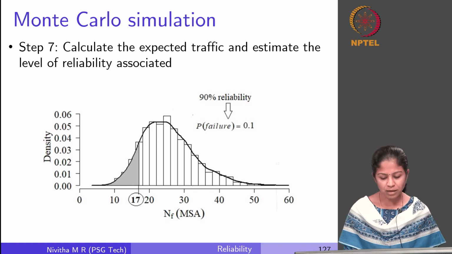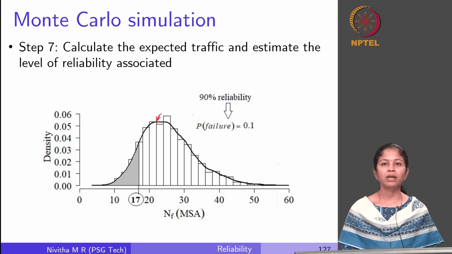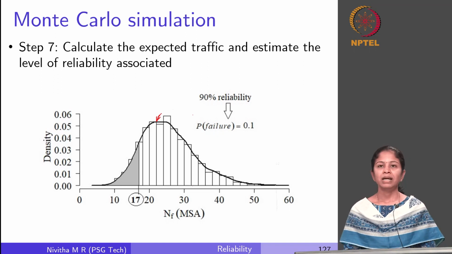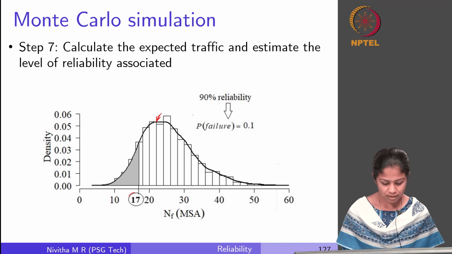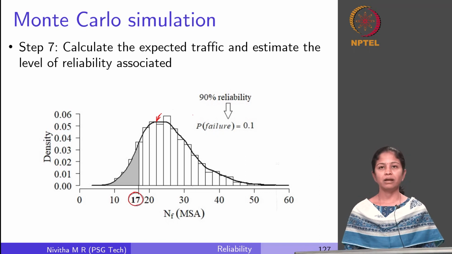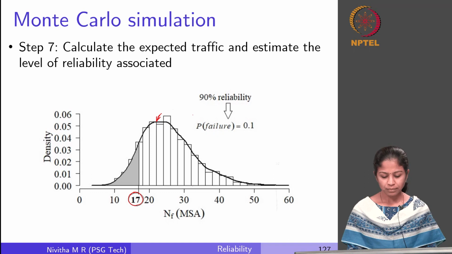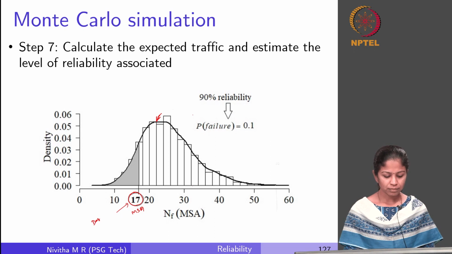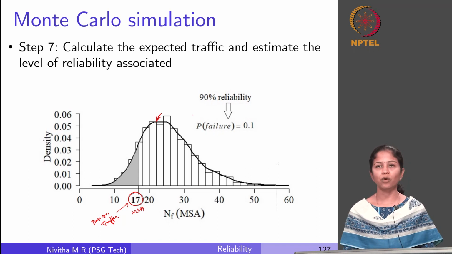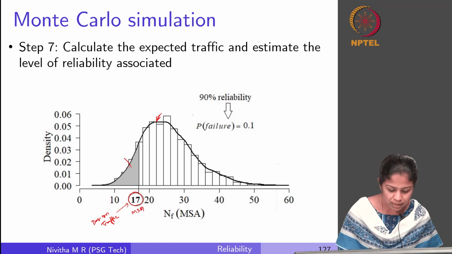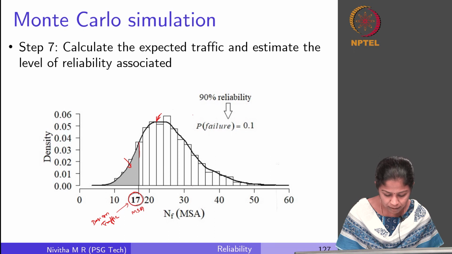So let us see that this is the distribution that we have got, right. So this is the distribution that we have fit to the NF and NR values that we have got. Let us say that the traffic value that is observed in field is amounting to 17 MSA, right. So this is the design traffic that I am expecting in my pavement. Okay. Now for this design traffic, let us see what is the reliability level.